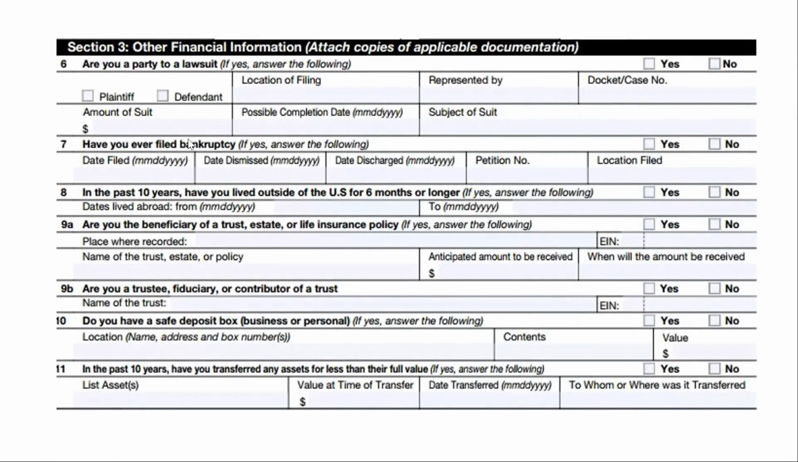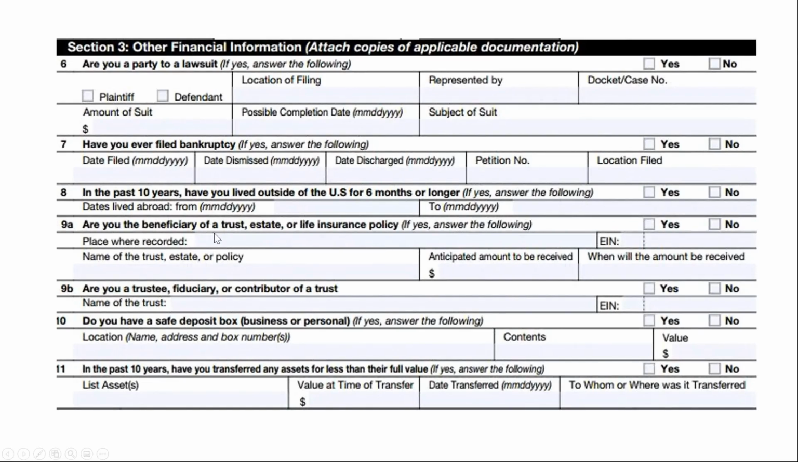In the past 10 years, has the taxpayer lived outside of the US for 6 months or longer? The reason that they want to know this is because if a taxpayer lives outside the US for longer than 6 months, after the 6-month mark, the CSED clock stops ticking. It is a tolling event that extends the amount of time that the IRS legally has to collect on the liability. Okay? And it helps them to calculate what those CSED dates are.